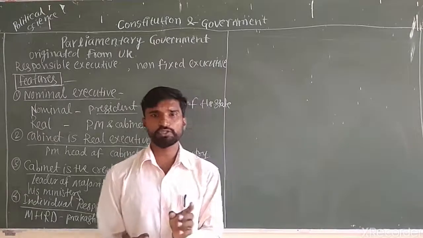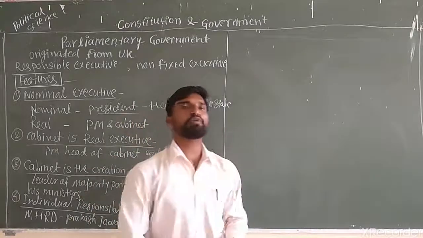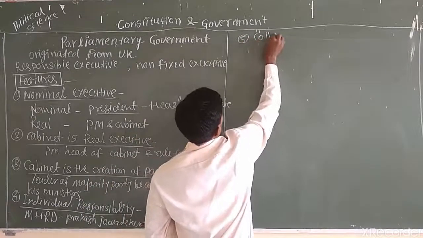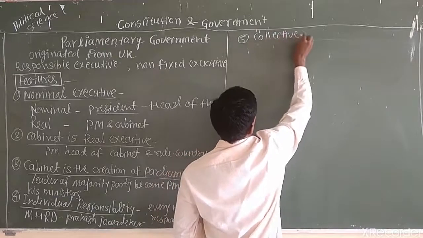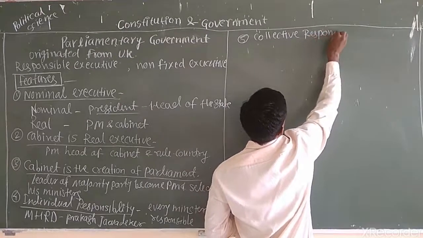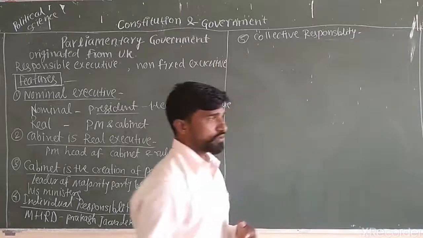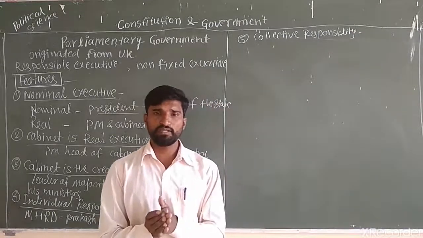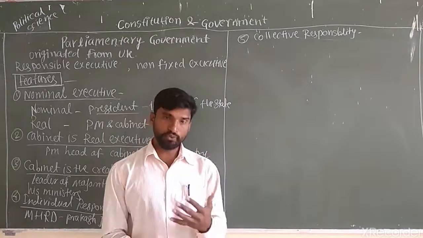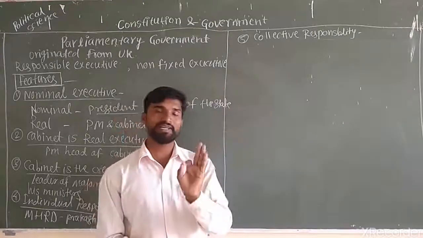There should be cooperation in between the different departments, so that it will be a collective responsibility. Fifth point is collective responsibility. So when a number of departments come together and work together collectively, cooperatively, unitedly, then it will be a collective responsibility, collective behavior.